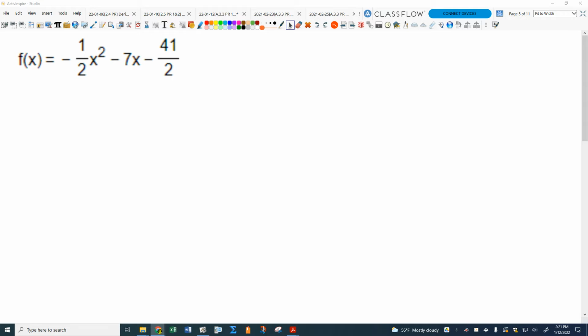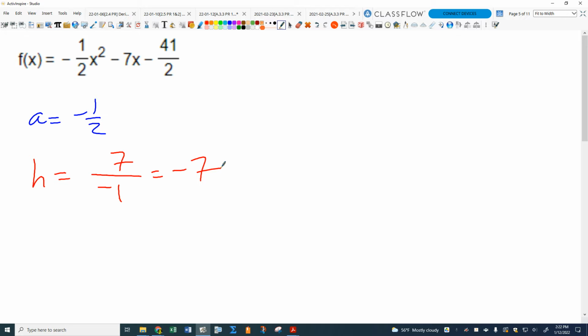Not done yet. Okay, so let's calculate H and K. Well, what's A real quick? Okay, so then H is negative B over 2A, right? So what's that fraction going to be? Negative B is going to be 7 over 2 times -1/2 would be... okay. So H is -7, good.